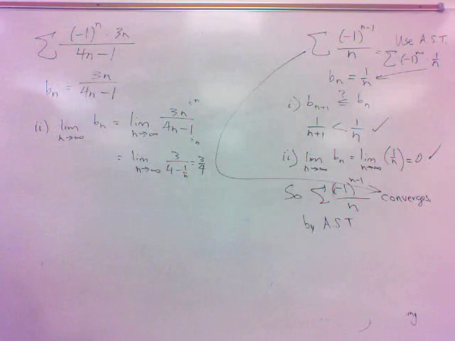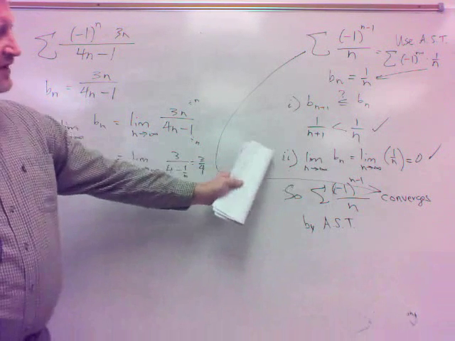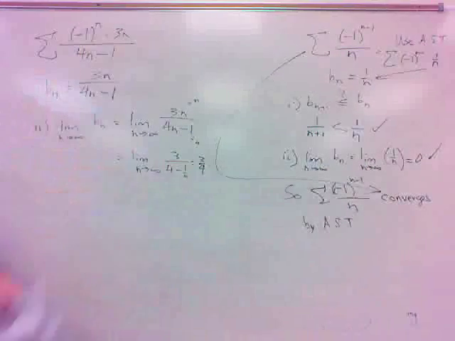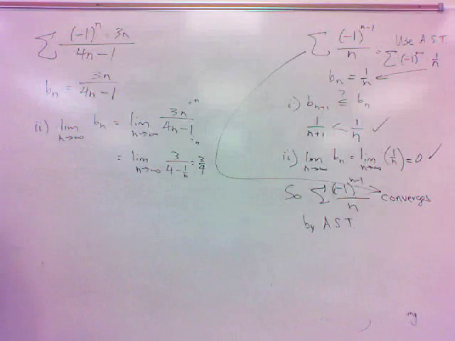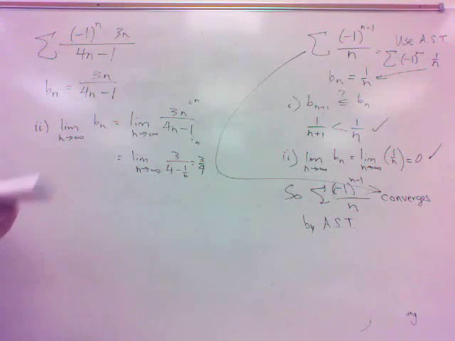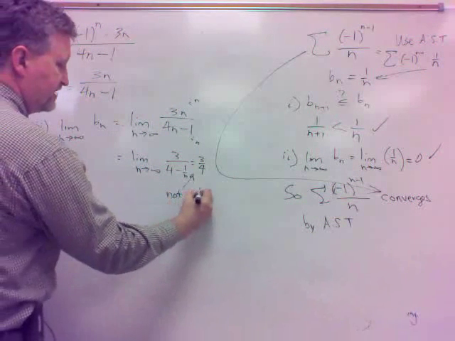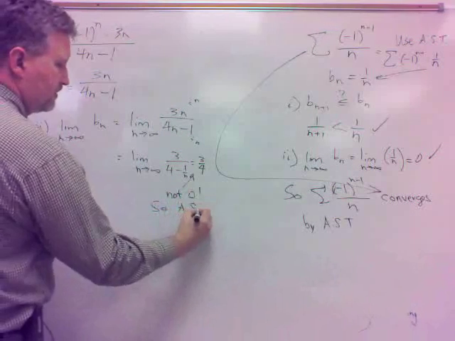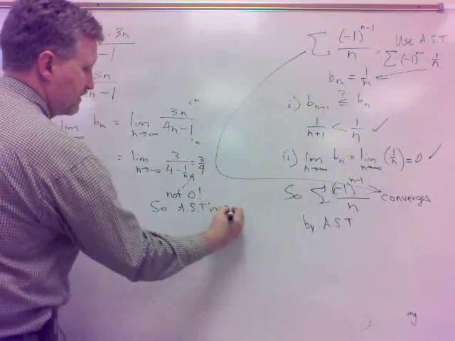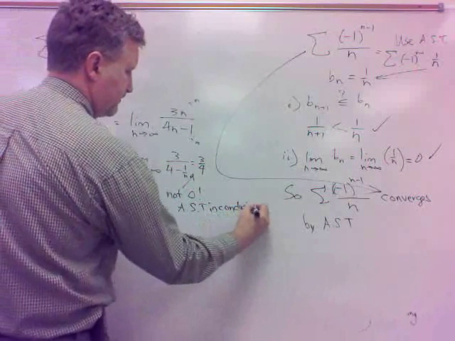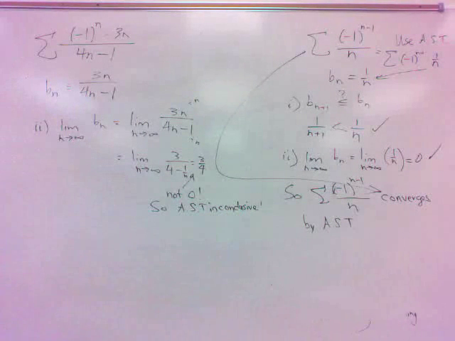We have a problem. Why do we have a problem? Because part 2 of the alternating series test is that the limit of the b sub n's is 0. Not going to happen, right? So the alternating series test is inconclusive here, okay? Because for the alternating series test, that needs to be 0. However, that points us to another test.